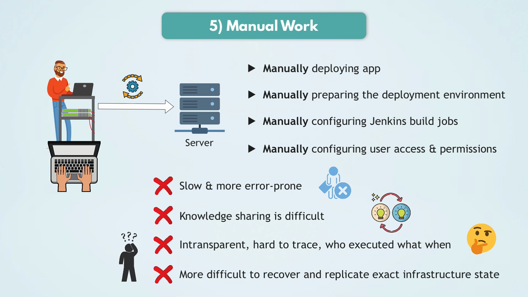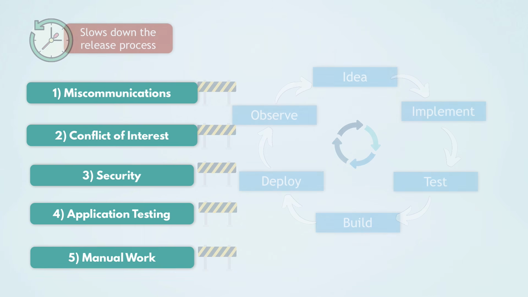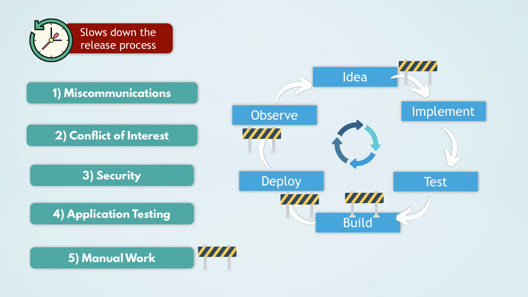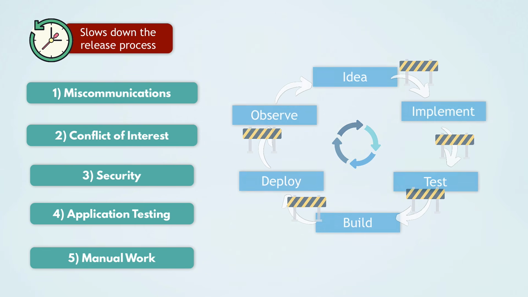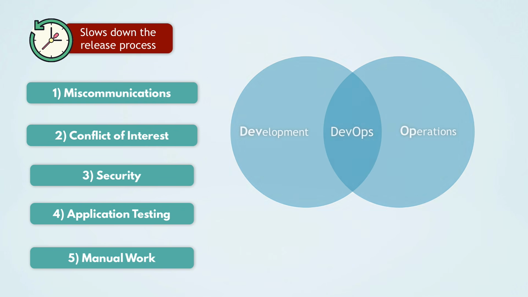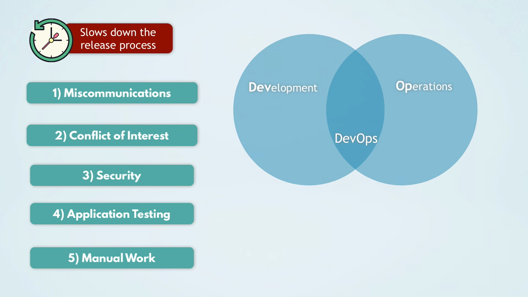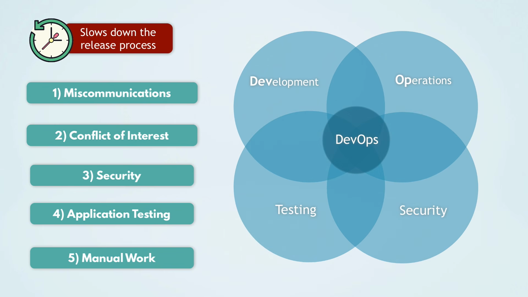You would have to remember exactly what was done on the servers in which order to get to that previous infrastructure state. So you see, the main characteristic of all these issues is that they all slow down the release cycle and create roadblocks on the way. And you also see, in case of security and testing, that DevOps may even go over only development or only operations responsibilities and tasks.